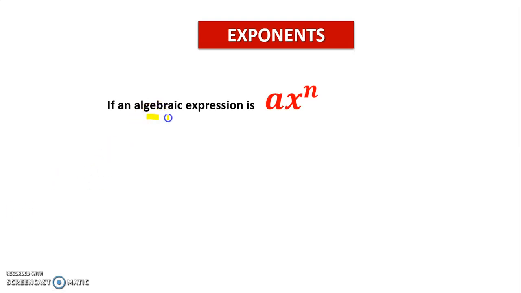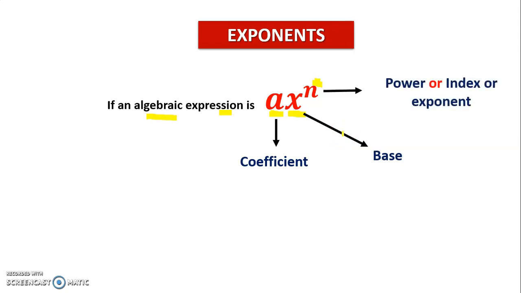If an algebraic expression is a into x power n, three alphabets are here, a into x power n. This is an algebraic expression. Here a is called coefficient. Observe this carefully. A is called coefficient. X is base. N is power, index or exponent.